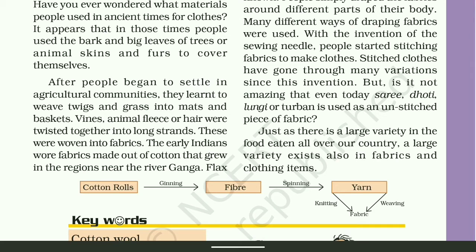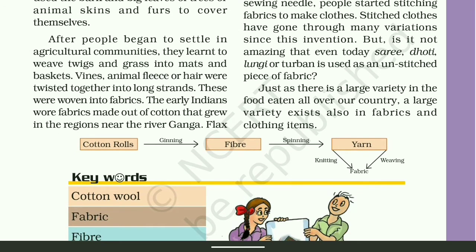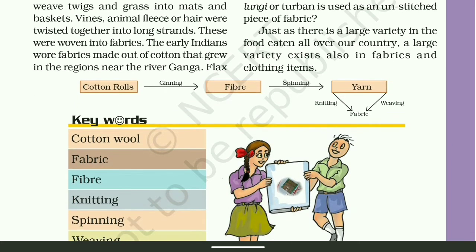Stitched clothes have gone through many variations since this invention, but is it not amazing that even today sari, dhoti, lungi or turban is used? Turban is used as an unstitched piece of fabric. Just as there is a large variety in the food eaten all over the country, a large variety exists also in fabrics and clothing items. Cotton rolls, ginning, fiber, spinning, yarn, knitting, fabric, weaving.